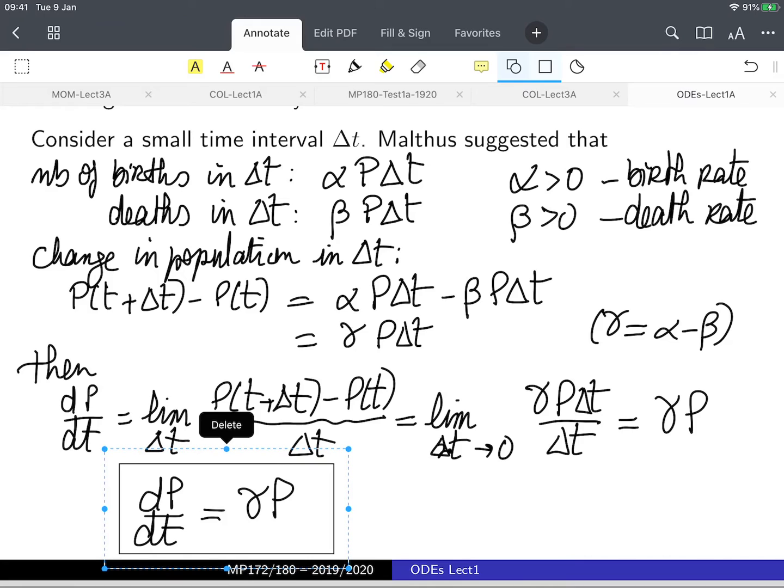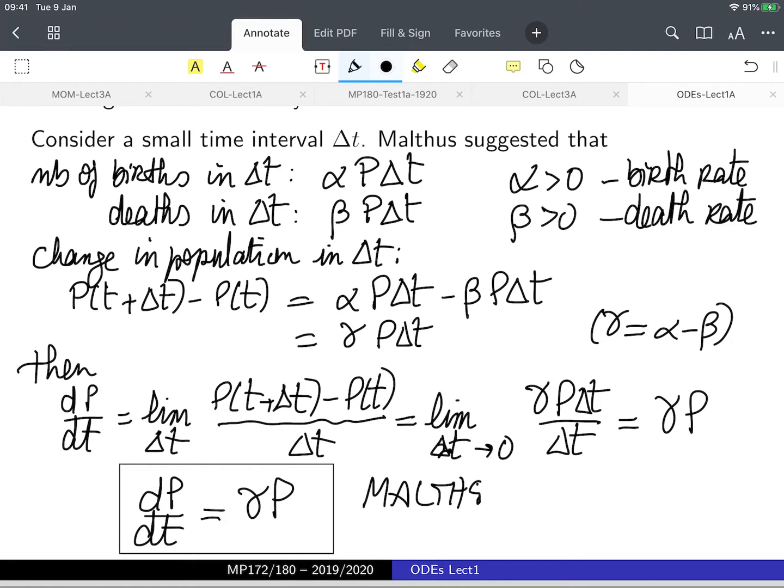That's called Malthus law. The Malthus law. And if you look at it closely, you can see it's a differential equation. It's an equation linking a function, p of t, that's what we're looking for, the population at time t, to its derivative, its first derivative. So you call that a first order, because the highest order of differentiation in the equation is 1, ODE.